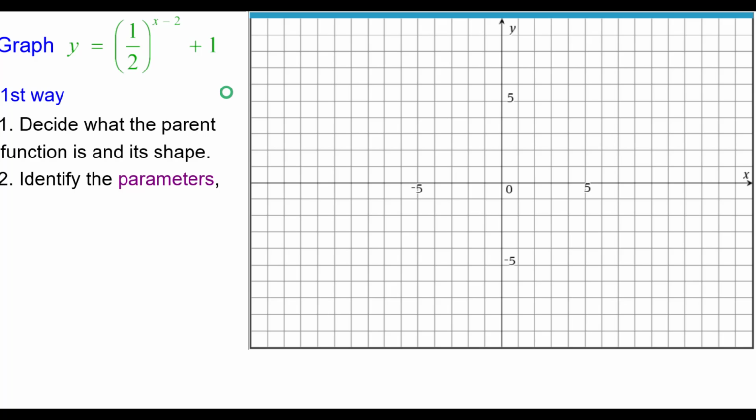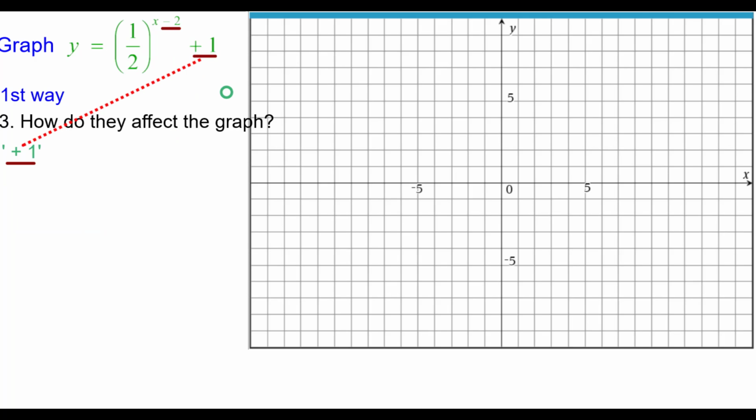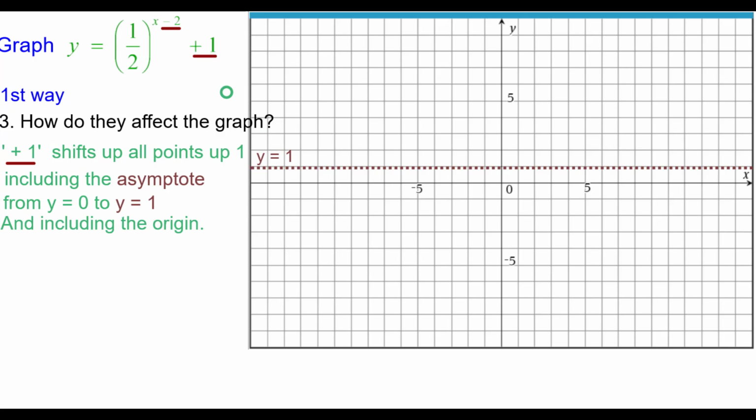We need to identify the parameters. Those are the values in the expression that affect the graph. In this case, there are two different parameters. And how do they affect the graph? Well, the plus 1 shifts all points up 1, including the asymptote, which will go from y equals 0 to y equals 1. It also affects the origin.